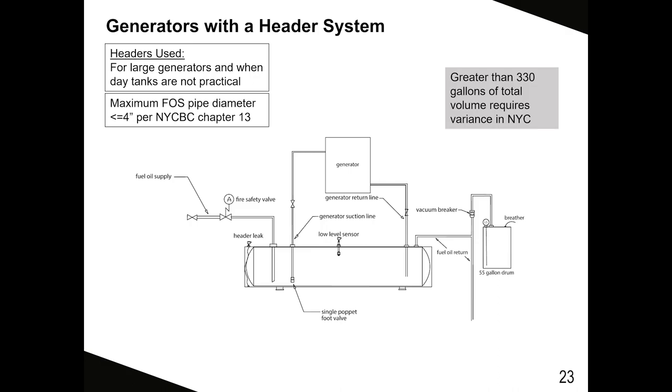So John, is there any code requirement around that low level switch there? Yes, there is, Ed. That switch is allowed to turn the pumps on only if the generator is in operation. So if the generator is off and they drained out the tank, the pumps will not start to fill that header. Well, that makes sense.